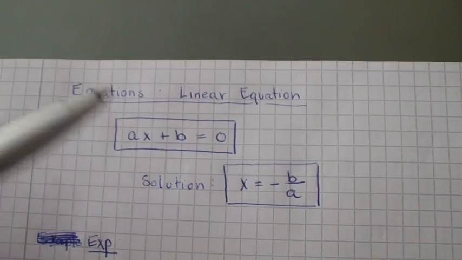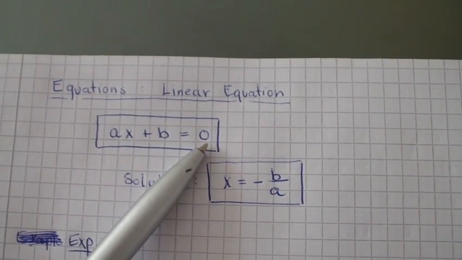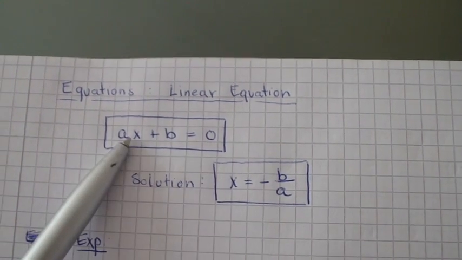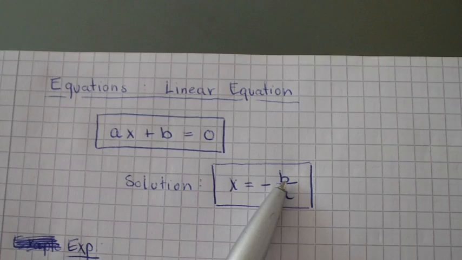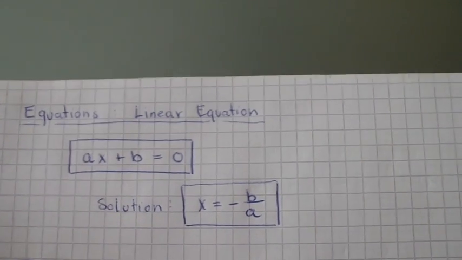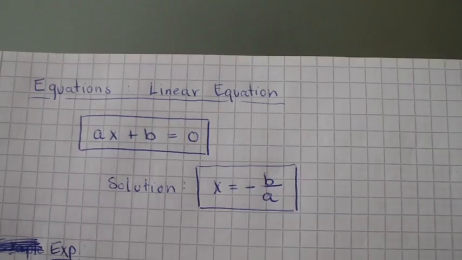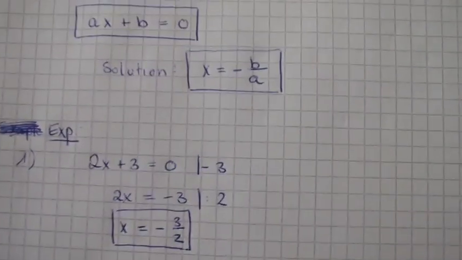Now, to solve this, you have to bring the b to the right-hand side with minus b, and then divide by a, giving you the result x is equal to minus b over a. This was the first step, then divide by a. Now, this is the general type, how you solve this equation.